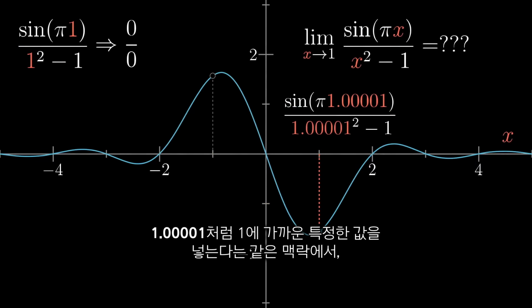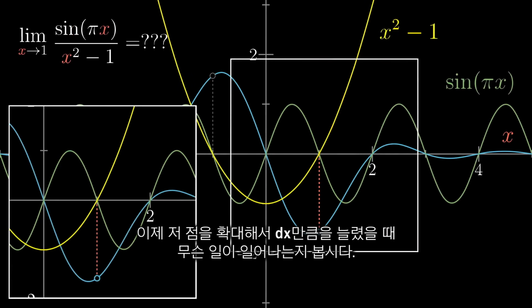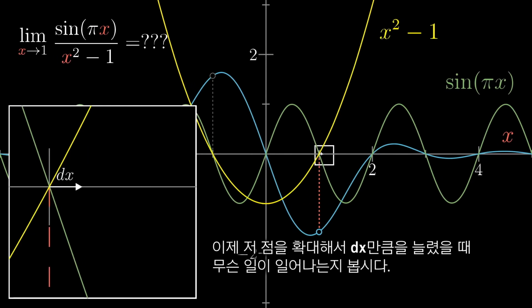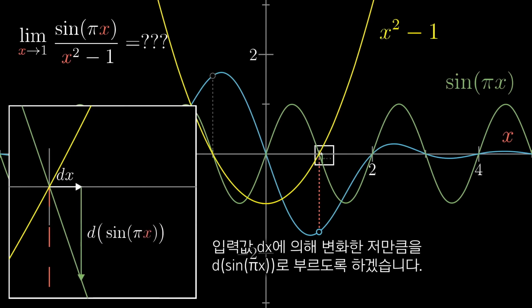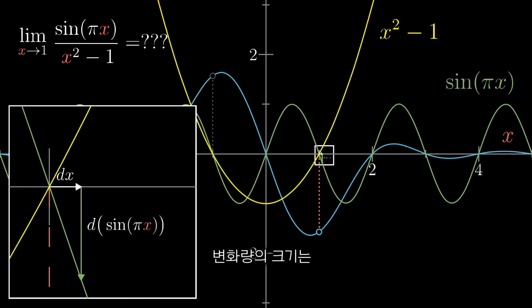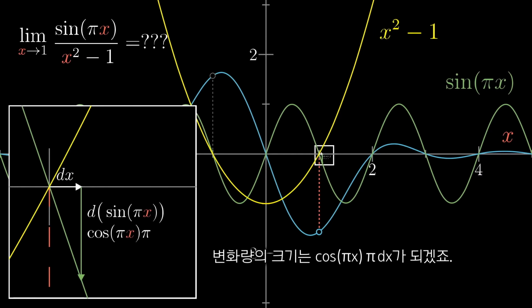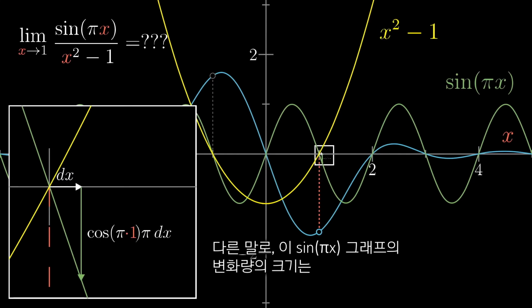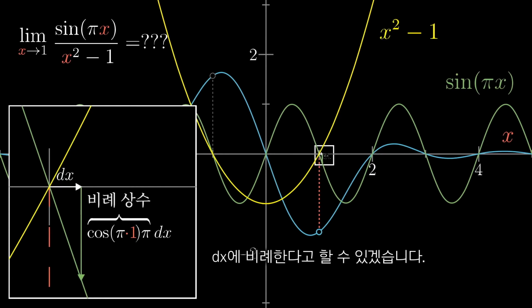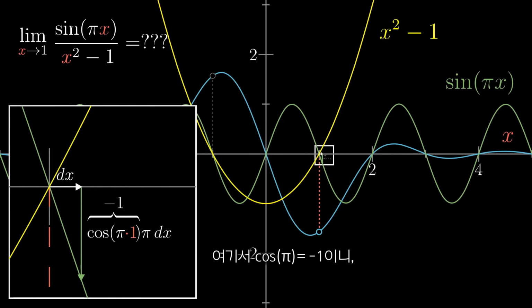In the same spirit as plugging in a specific value near 1, like 1.00001, let's zoom in on that point and consider what happens just a tiny nudge dx away from it. The value sine of pi times x is bumped down, and the value of that nudge, which was caused by the nudge dx to the input, is what we might call d sine of pi x. And from our knowledge of derivatives, using the chain rule, that should be around cosine of pi times x times pi times dx. Since the starting value was x equals 1, we plug in x equals 1 to that expression. In other words, the amount that this sine of pi times x graph changes is roughly proportional to dx, with a proportionality constant equal to cosine of pi times pi. And cosine of pi, if we think back to our trig knowledge, is exactly -1. So we can write this whole thing as negative pi times dx.